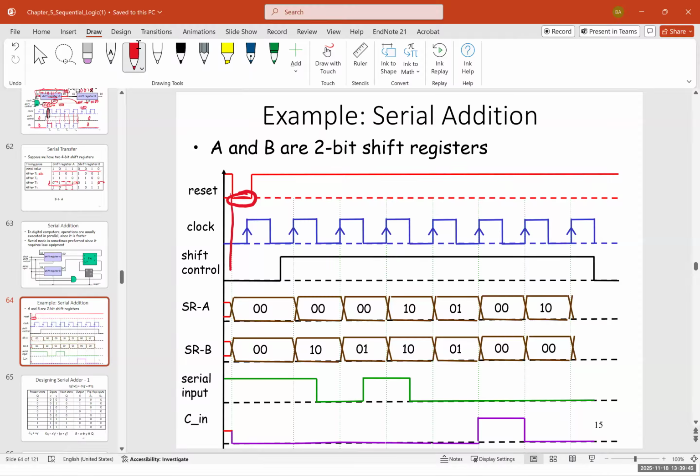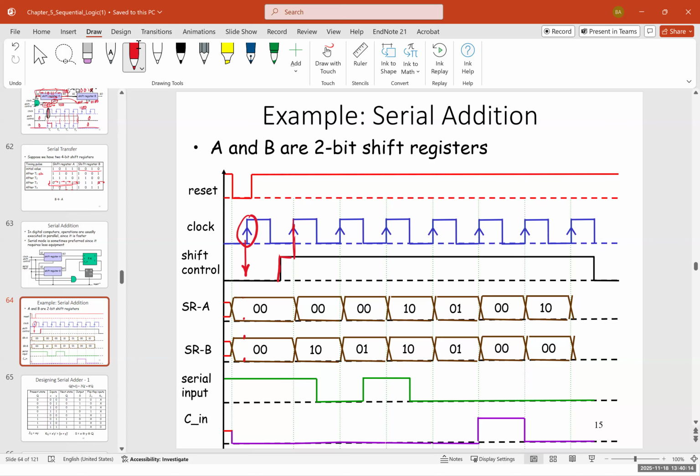So at this point, everything becomes 0. So we will start from 0, 0, or 1, 1. Now, we have clock here, but since the shift control is 0, none of the shift registers would change. It's locked. Until here that the load becomes 1, but again, nothing would happen because I don't have a clock.